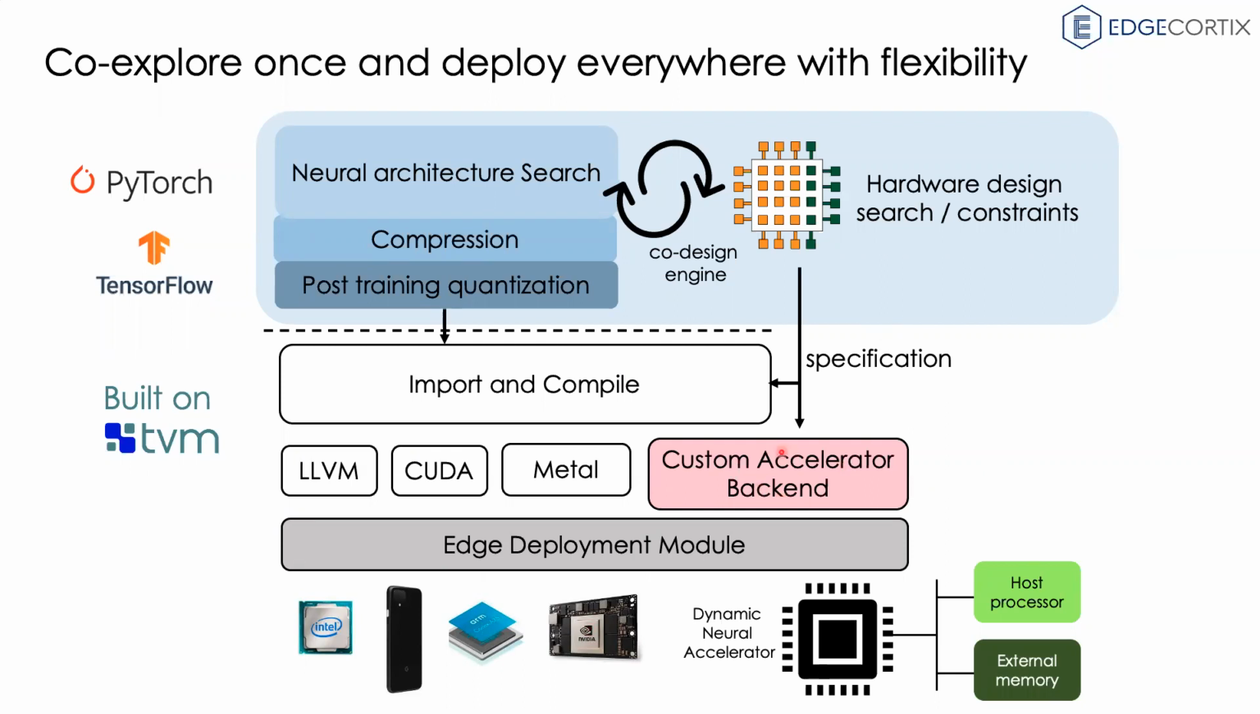Using a custom backend or accelerator backend, in this case, a custom API based on the specifications you would get for an accelerator that you've created, or a new hardware design that you have created, you could essentially use the same deployment module to directly deploy that model onto the neural accelerator itself. Meaning, you have the ability to co-design once and then deploy flexibly on various different devices across current generation hardware as well as next generation accelerators like our dynamic neural accelerator.